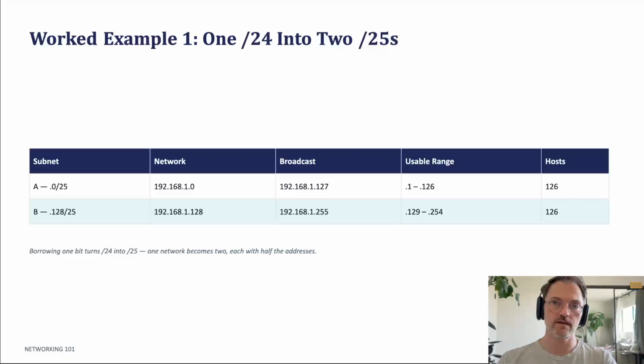And then the network B that I have here is going to start with the .128. So that's going to be the network address. And then it's going to be a 255 for the broadcast address. And the usable range is going to be in between the 129 and the 254 range.